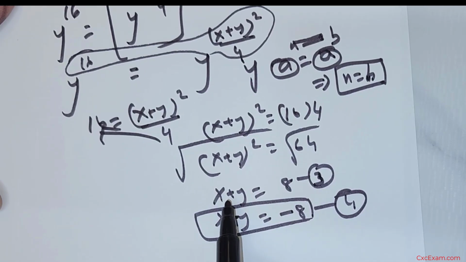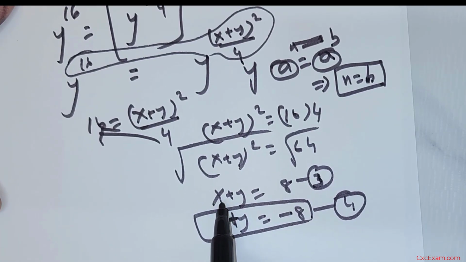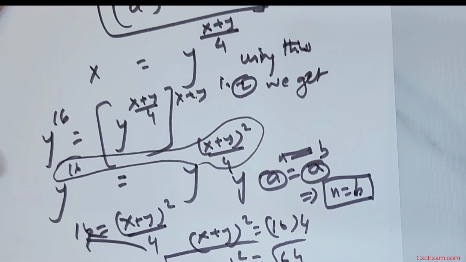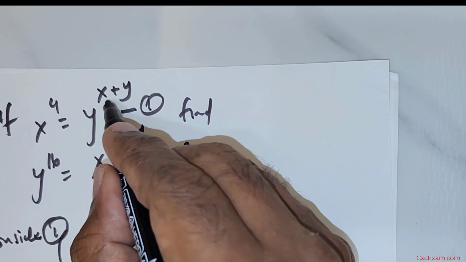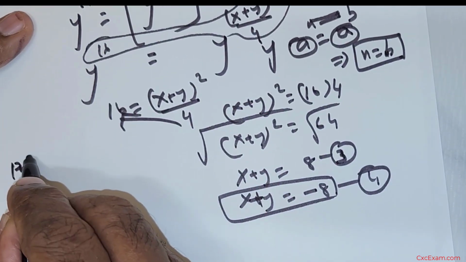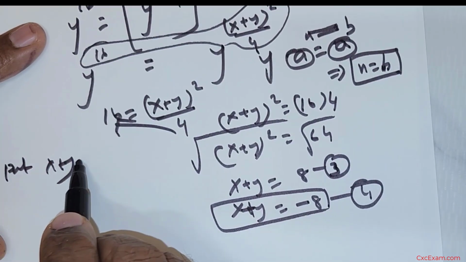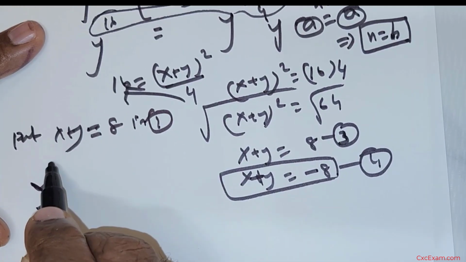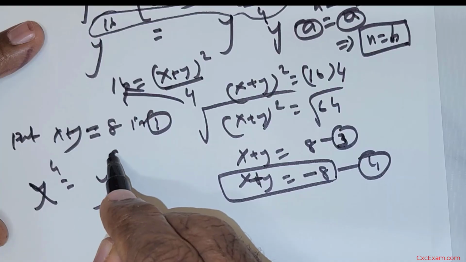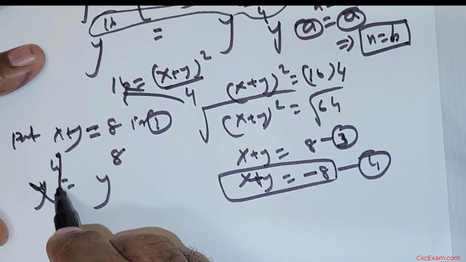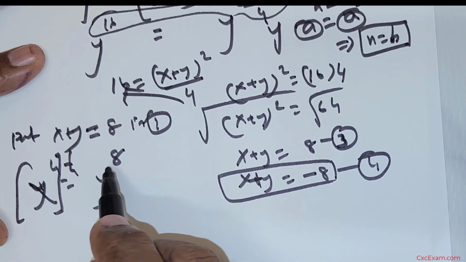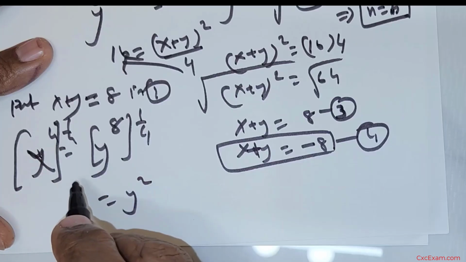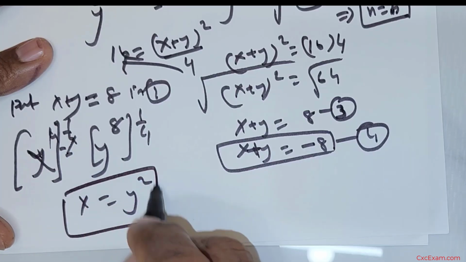Now what I'm going to do is I'm going to take x+y is equal to 8 and I will substitute it over here. Okay, put x+y is equal to 8 in 1. So you get x^4 is equal to y^(x+y) which is y^8. Then I will raise both the sides to the power of 1/4. So this would give me y^2, and over here 4 over 4 gets cancelled, giving me x.